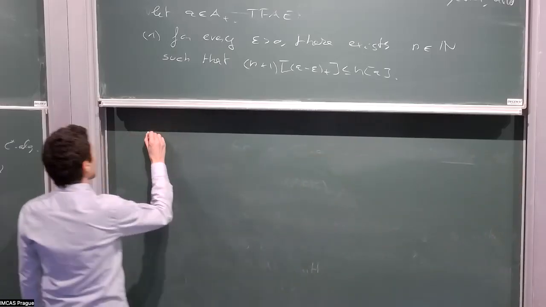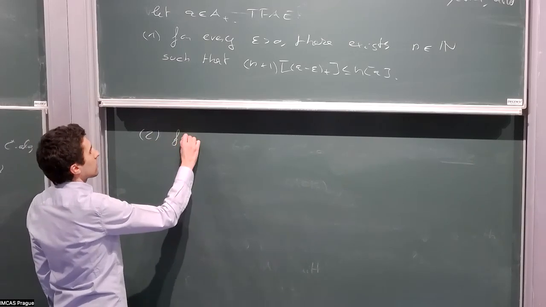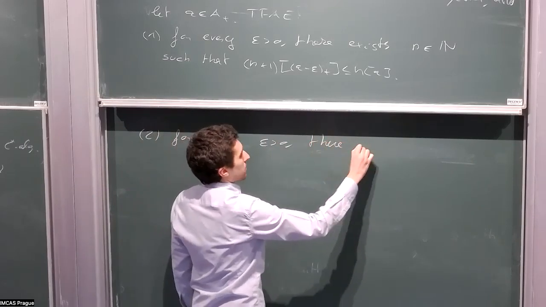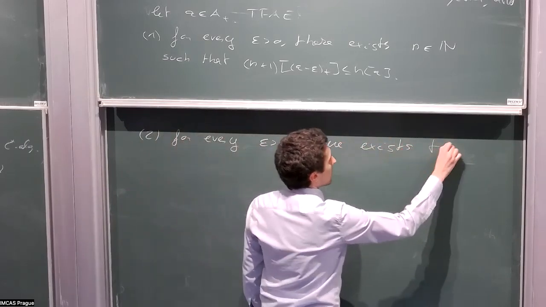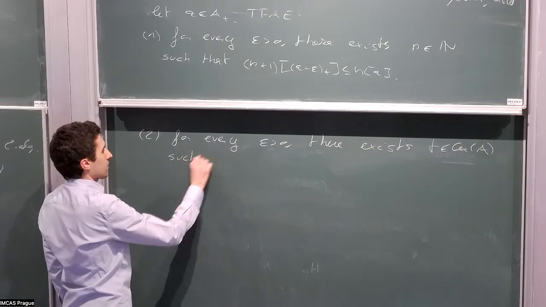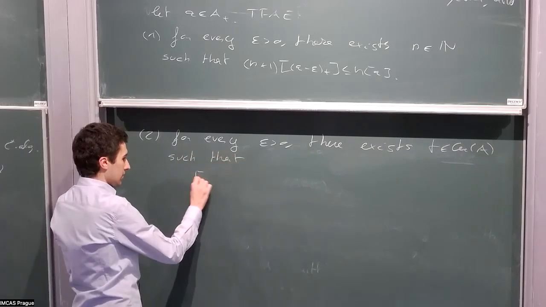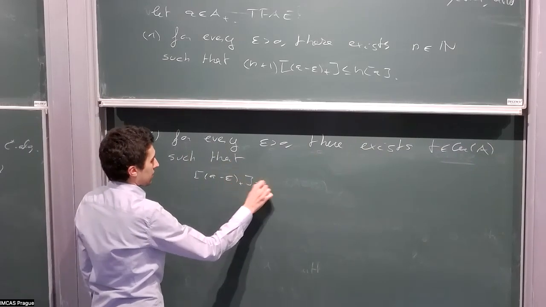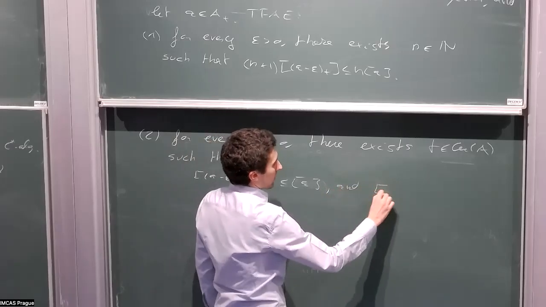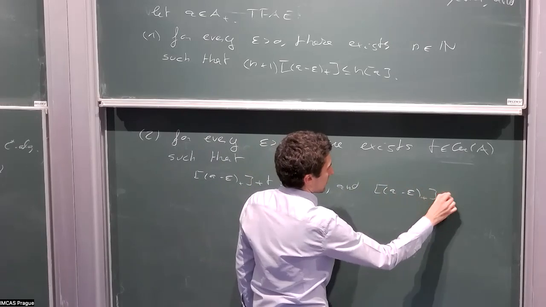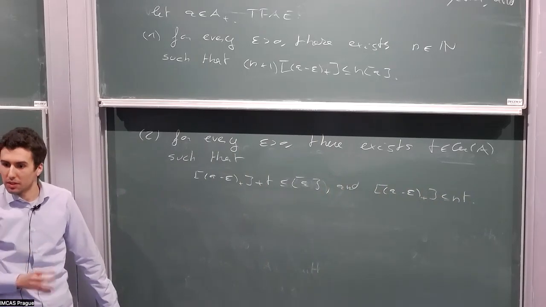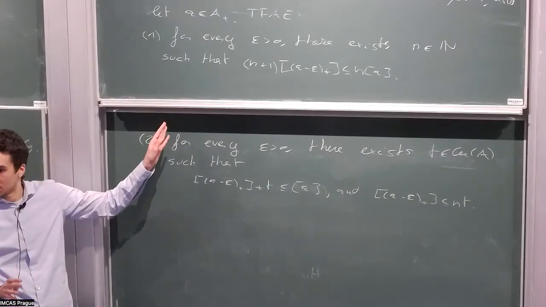And what this says is that for every positive epsilon, as before, there exists some T and C over A, such that A minus epsilon plus T is bounded by A, and B minus epsilon plus T is bounded by a finite multiple of T. Well, this is an equivalent condition to the one that I just gave.